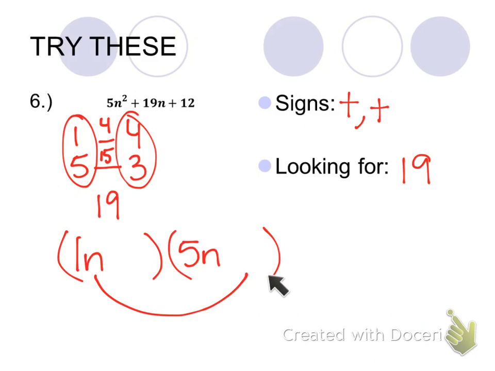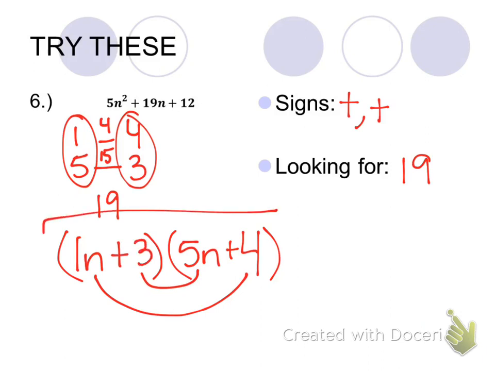What has to match up with the 1n? Which one? A plus or minus 4? Plus. Plus 4, and what's going to be on the inside with the 5n? A plus 3. Questions, concerns? Ready for our last one?